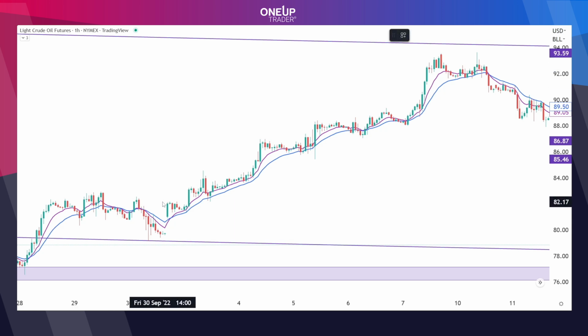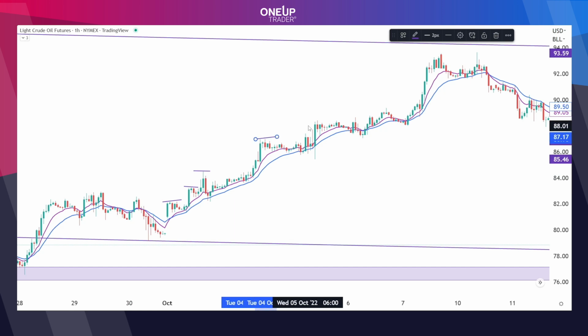So we get our first break over here where the moving averages diverge. We get a higher high at this point and then at this point, and it continues going up as the trend continues.